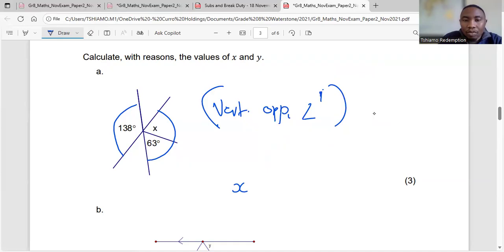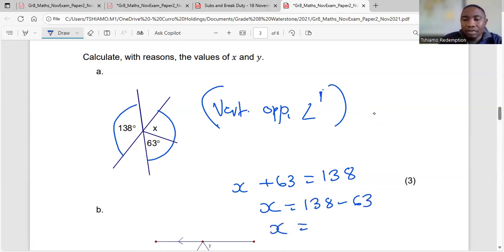So this means X plus 63 is the same as 138. And then I can say 138 minus 63 to find the value of X. 138 minus 63, I get 75. So this would be 75, so that together they make 138.